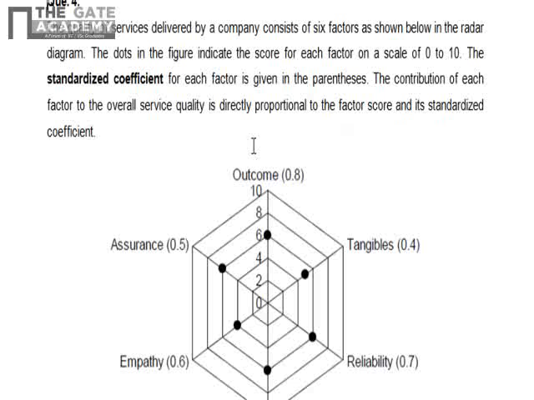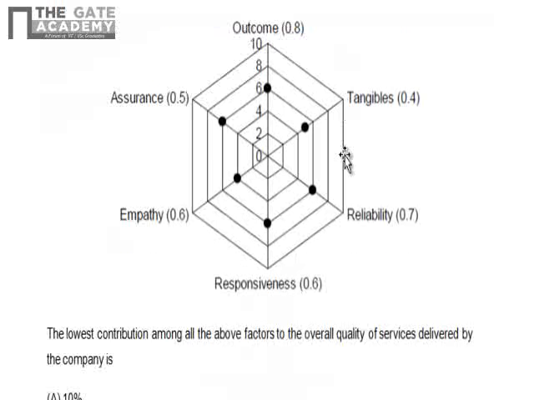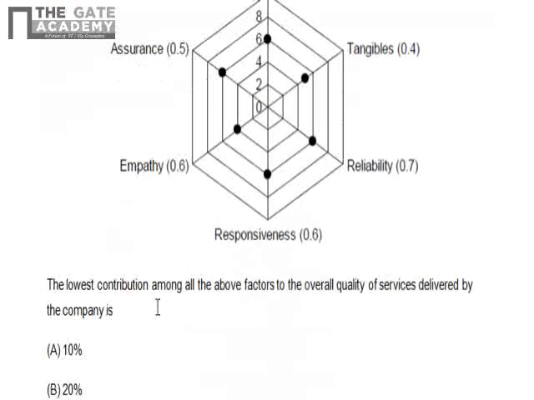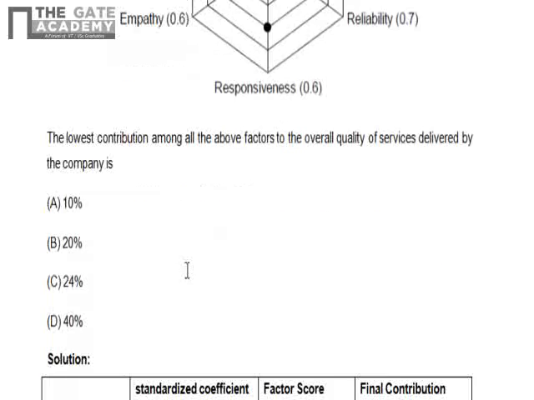The contribution of each factor to overall service quality is directly proportional to the factor score and standardized coefficient. Overall service quality is directly proportional to these two quantities, so you can multiply these two quantities. Okay, and you can take a proportionality constant as K. Now what is the question? The lowest contribution among all the above factors to the overall quality of service delivered by the company is. So you'll have to calculate this.